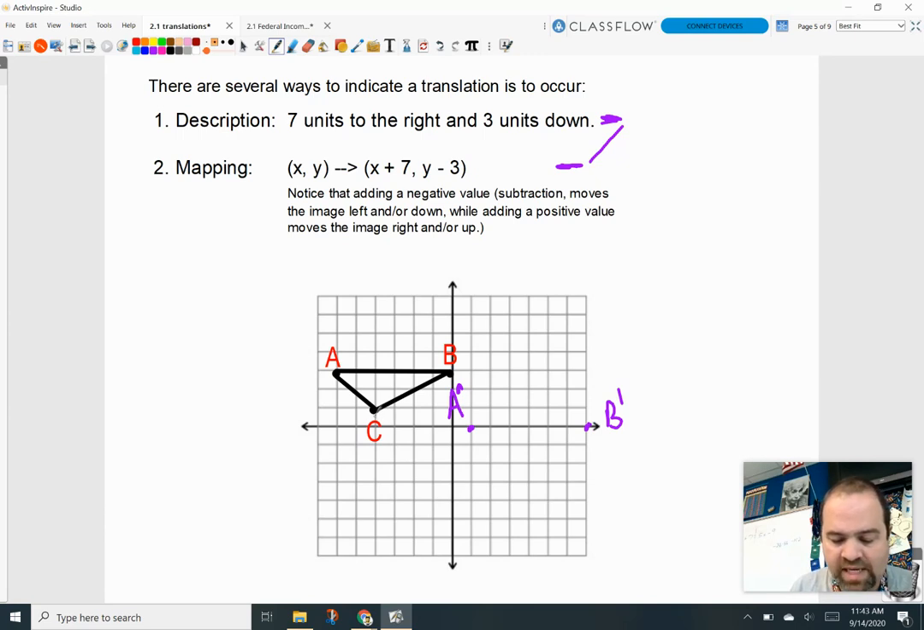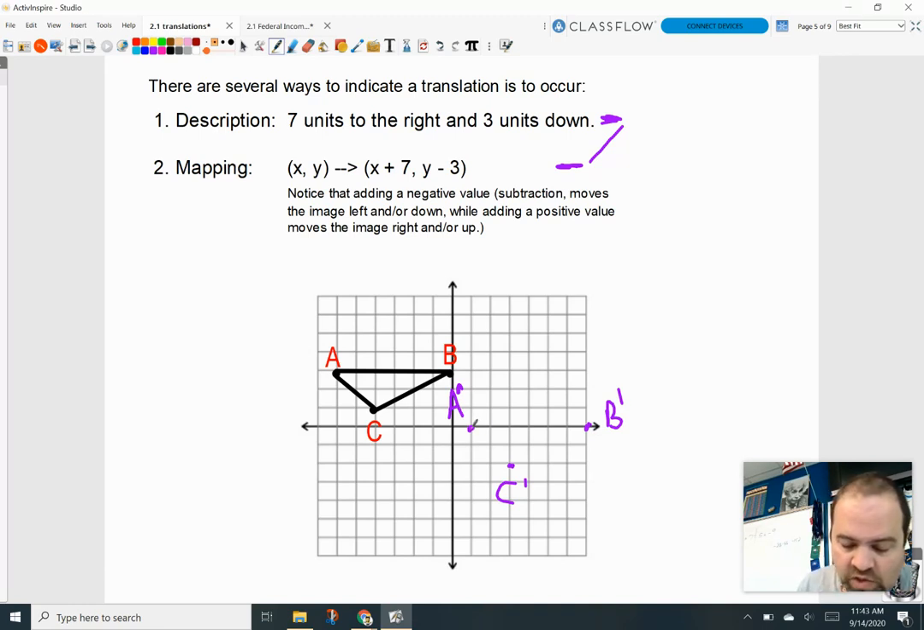And then I'm going to move my C, 1, 2, 3, 4, 1, 7, and down 3. My new C point is right here. So I've got each of these with a prime, is what it's called, that little apostrophe on it: A prime, B prime, C prime.